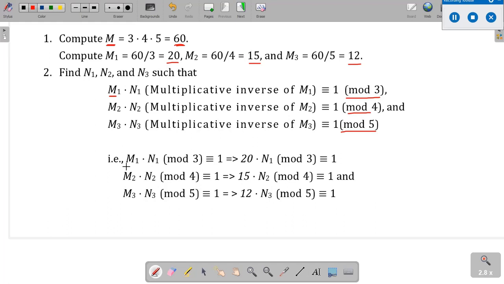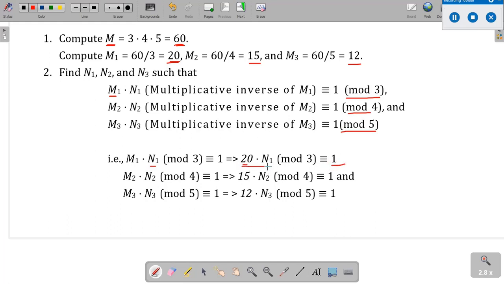If we put the value of m1 n1, m1 is 20, so we put here 20, and we have to find the value of n1, here congruent to 1. So we have to use the hit and trial method. Which value we will put here for n1, so that if we take the mod of the product of 20 and n1, then we will get the remainder 1.